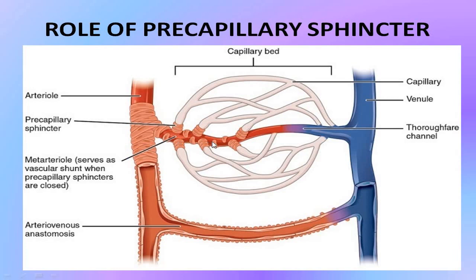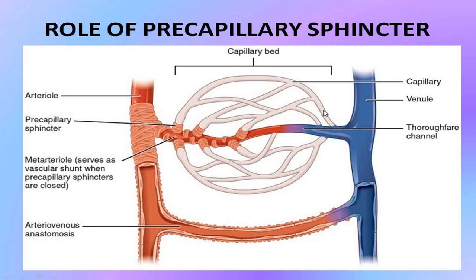And the metarteriole also connects to the venule through a thoroughfare channel. So the metarteriole plus the thoroughfare channel also make a vascular shunt between the arteriole and the venule. Vascular shunt means a direct connection between the arteriole and venule without capillaries.